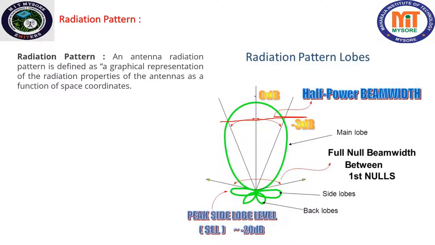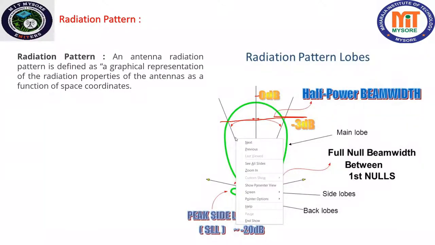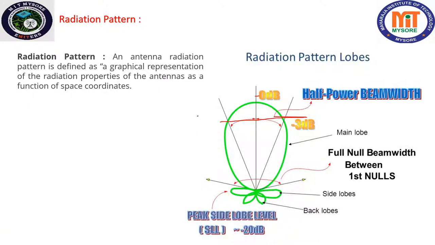So this is 0 decibels, whereas this is -3 decibels. If we draw the intersection lines, which have already been drawn, and measure the angle between these two lines, then it is the half power beam width for the particular antenna for one plane, that is E plane or H plane.